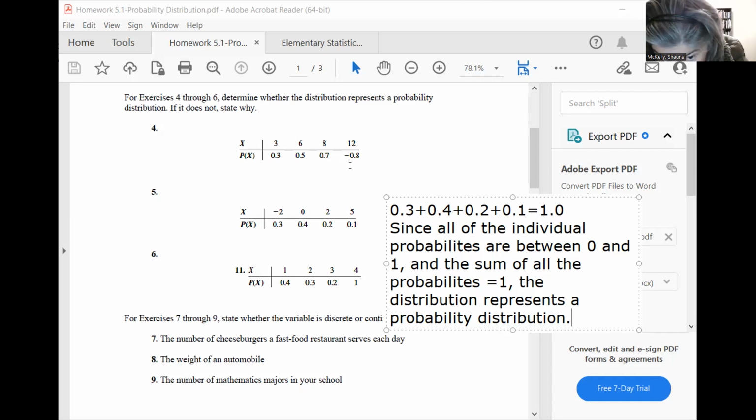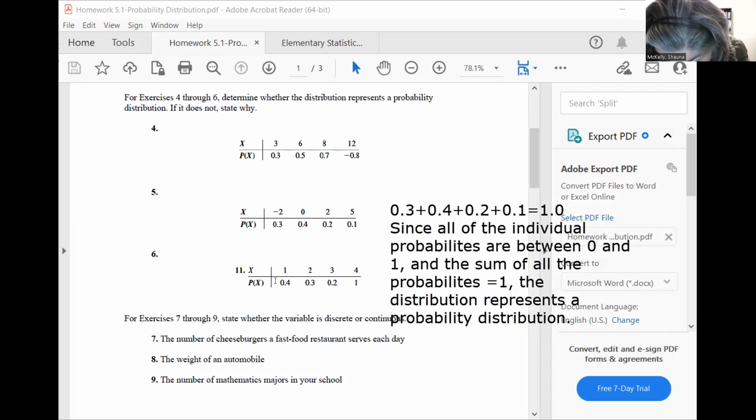So we're there. Okay. Number 6, let's look at it. This is number 5. Number 6 says we have 1 with a probability of 0.4. We have 2 with a probability of 0.3. We have 3 with a probability of 0.2. And we have 4 with a probability of 1. Now, what do you think? Yes or no? Take a minute, pause the video, come back, and we'll go over that.